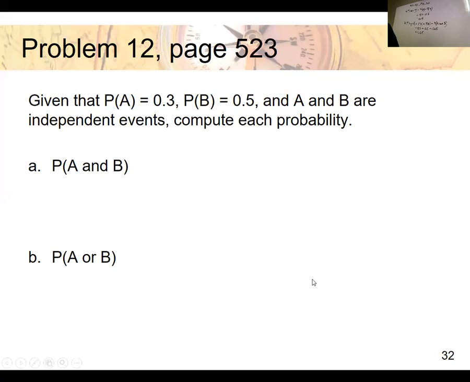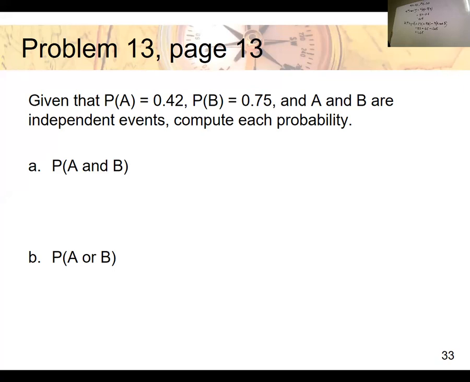So let's say we have something like this. This is problem number 13, and that should say page 523 in the textbook. Here we're given that the probability of A is 0.42 and the probability of B is 0.75. A and B are independent events. So these are done the same way.